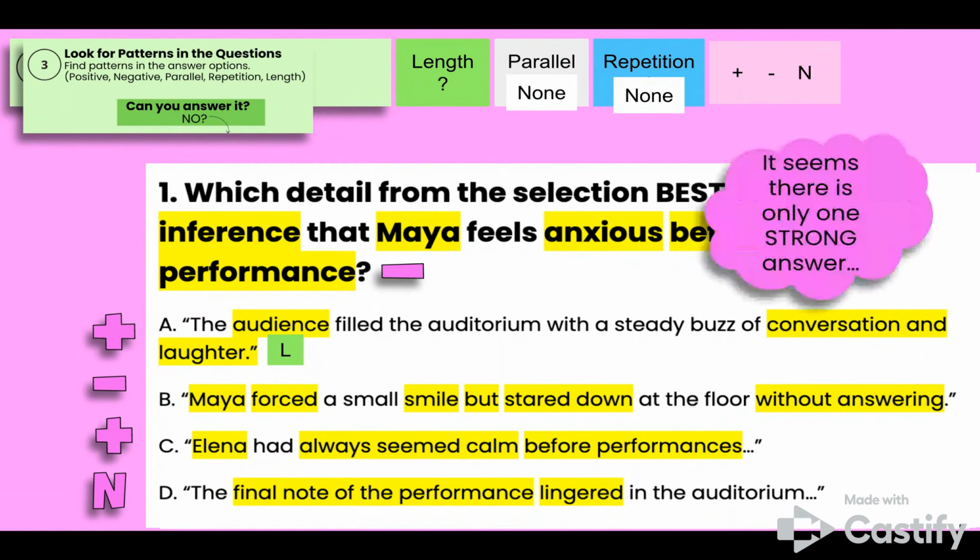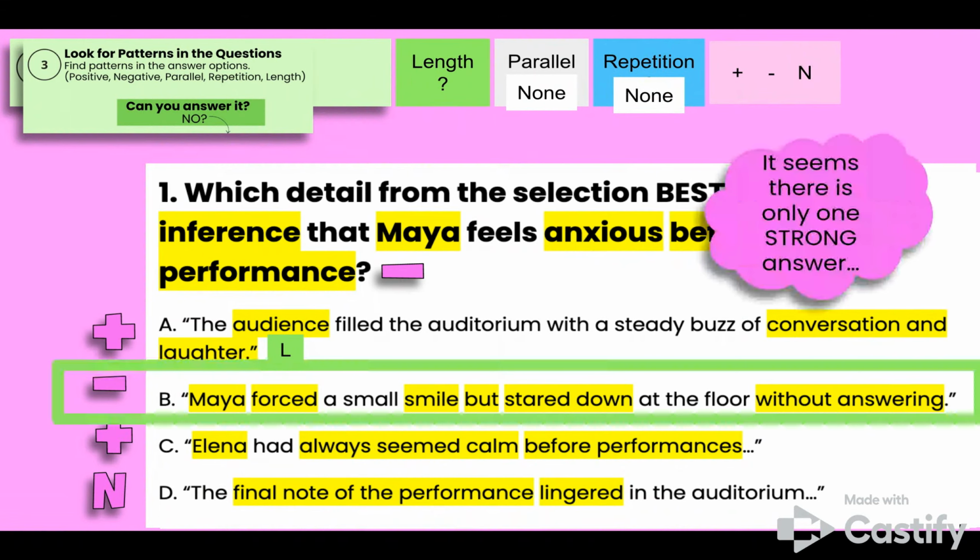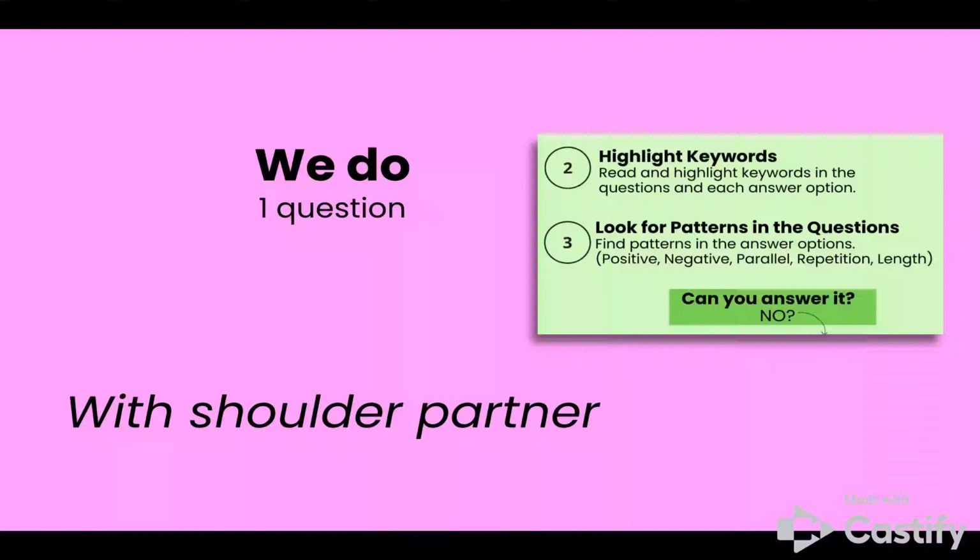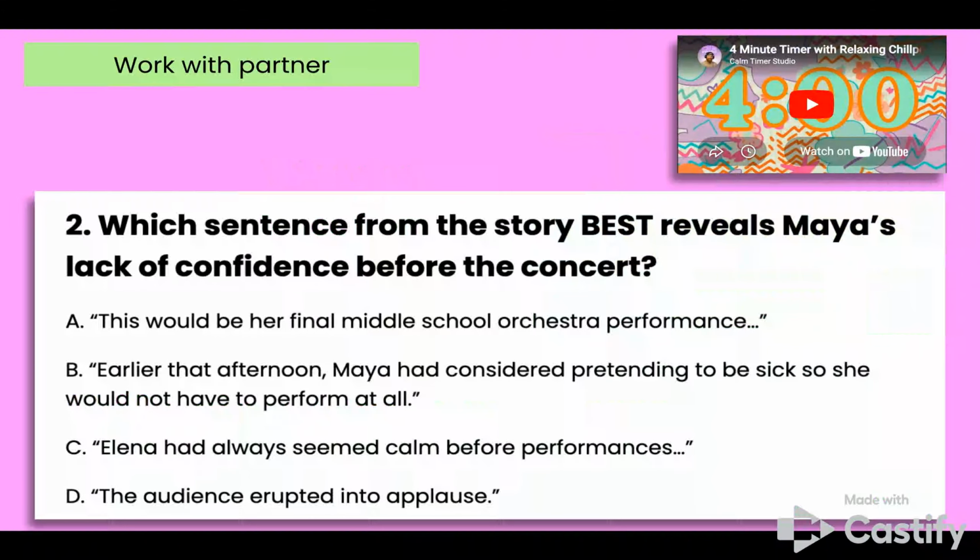But then I ask a question. It seems there's only one strong answer. Okay. Oh, I did not ask a question. I thought I was going to ask one here, I think later. So now they're going to do one with their partner. That was a super easy one.